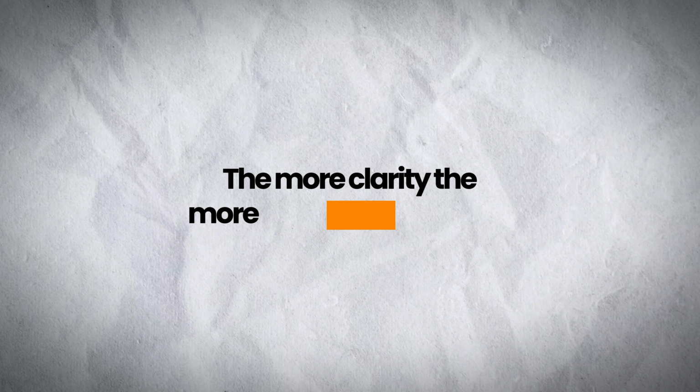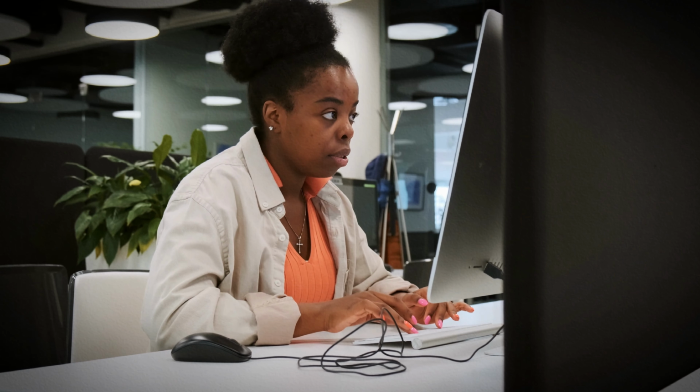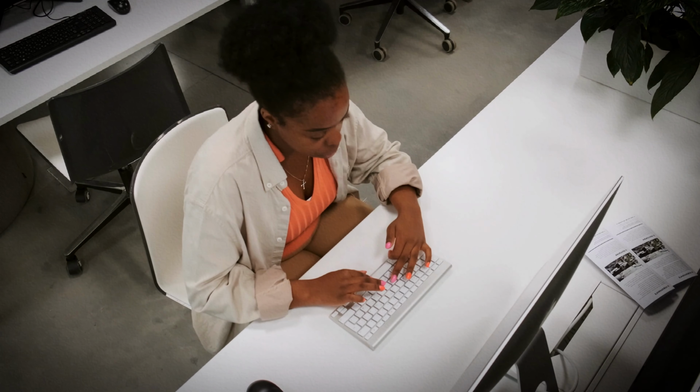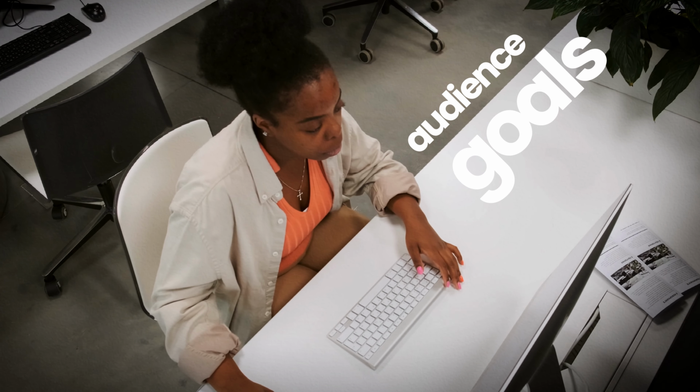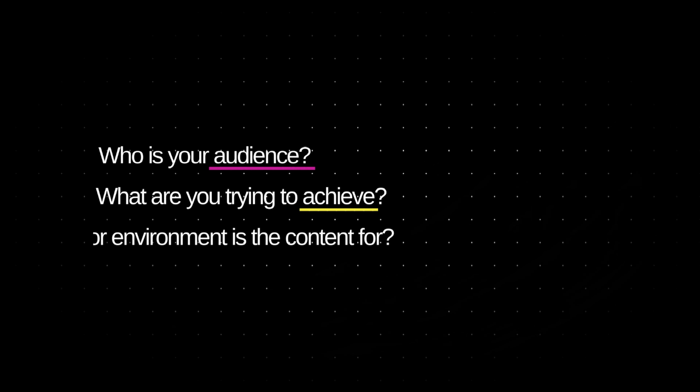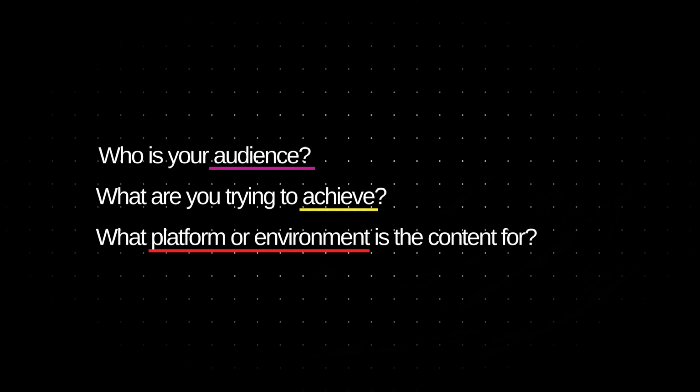Clarity is everything. If you've ever gotten outputs that felt vague or totally missed the point, it's usually because the task wasn't clear enough. The more clarity, the more useful the response. Next is context. And this is important for digital marketers because ChatGPT doesn't know your audience or your goals unless you tell it. So here's a simple checklist I use. Who is your audience? What are you trying to achieve? What platform or environment is the content for?